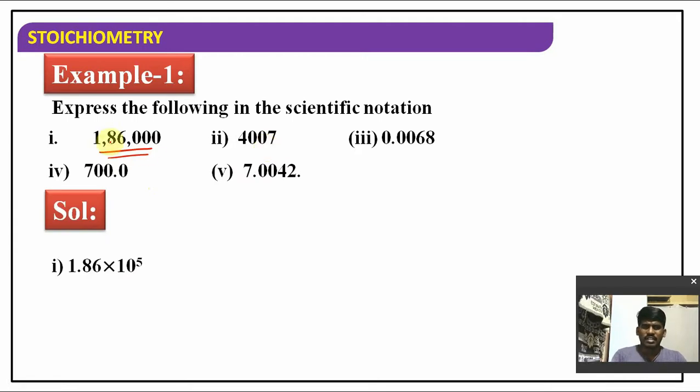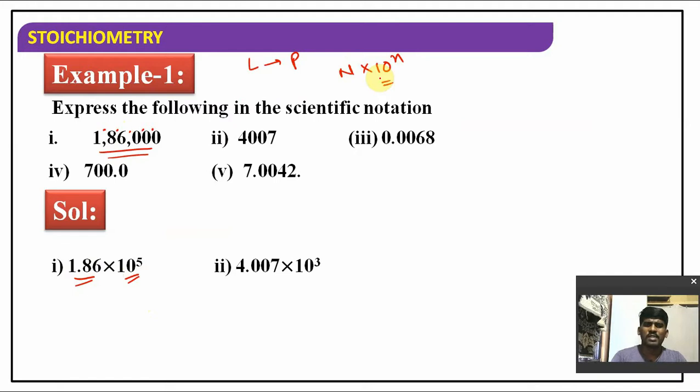Just observe it. Adjust the decimal to the left side. 1 place, 2 places, 3 places, 4 places, 5 places. You have adjusted the decimal to the left side, so obviously the exponent will be positive. You have adjusted 5 places, so 10 to the power of 5, and the digit term will be 1.86.